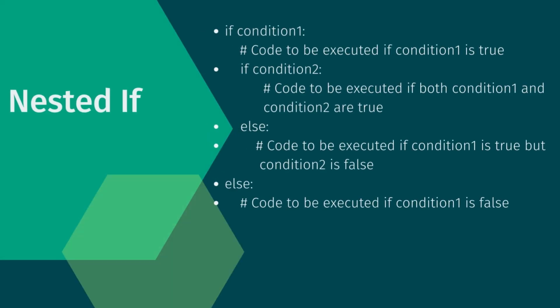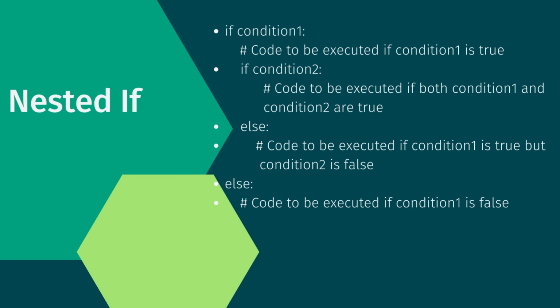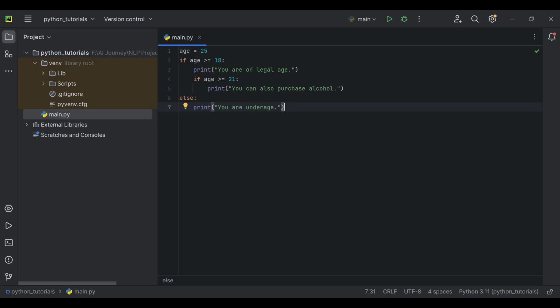In Python, nested if statements are used to create a hierarchy of conditions, where an if statement is placed inside another if statement. This allows you to check for multiple conditions and perform more complex decision-making. The syntax of nested if statements in Python is as follows. Here you can see the example of the nested if program.